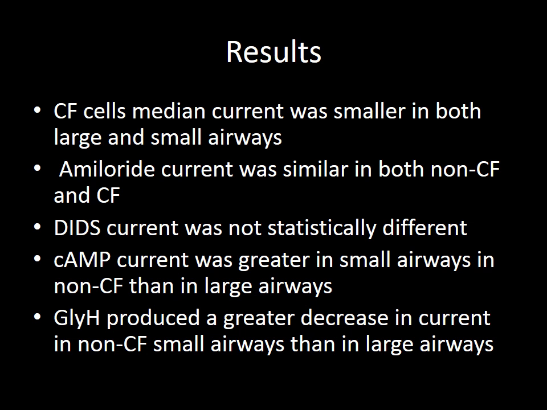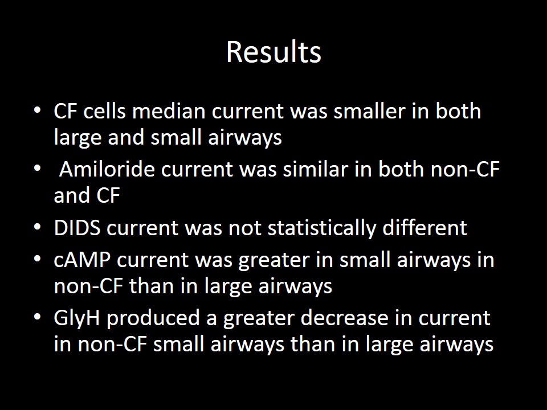From these figures, you can conclude that in cystic fibrosis cells, the median current was smaller in both large and smaller airways. And they also concluded that the amiloride current was similar in both non-cystic fibrosis pigs and cystic fibrosis pigs. They also concluded that the DIDS current was not statistically different between the cystic fibrosis pigs and the non-cystic fibrosis pigs.